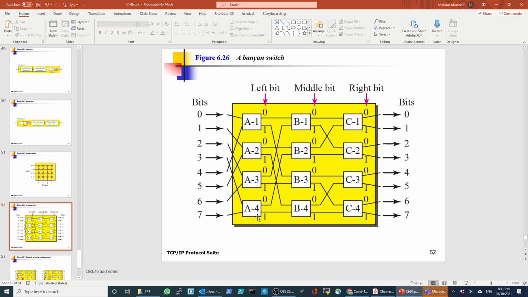Okay, the first stage routes the packet based on the highest order bit of the binary string. So in here, 0. Okay, what is the value in here? And the second stage routes the packets based on the second highest order bit. All right? Right, because in here we have three bits, right? 2, 2, 3, 3, and so on and so forth.